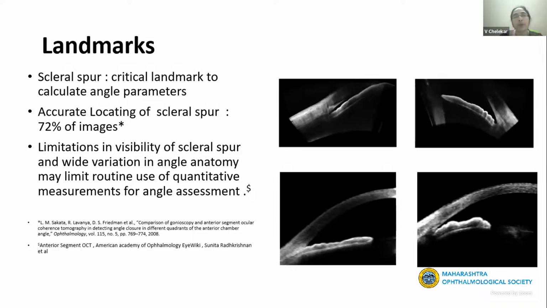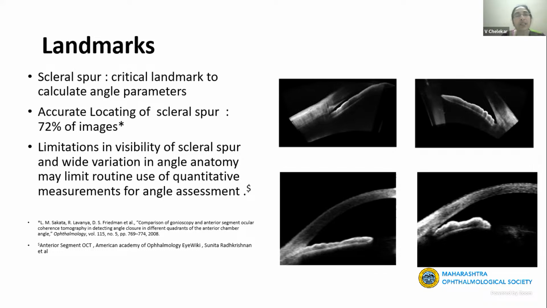The most important challenge is identification of the landmarks. The scleral spur is the most important landmark, which serves as a surrogate for the trabecular meshwork, and it is critical to calculate the various angle parameters.